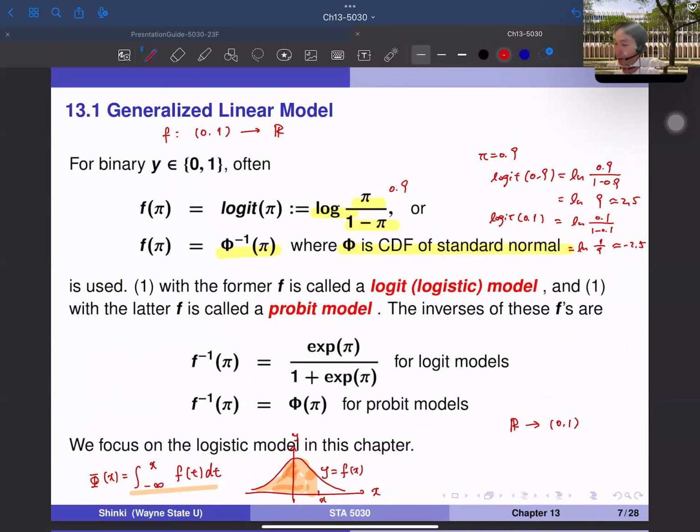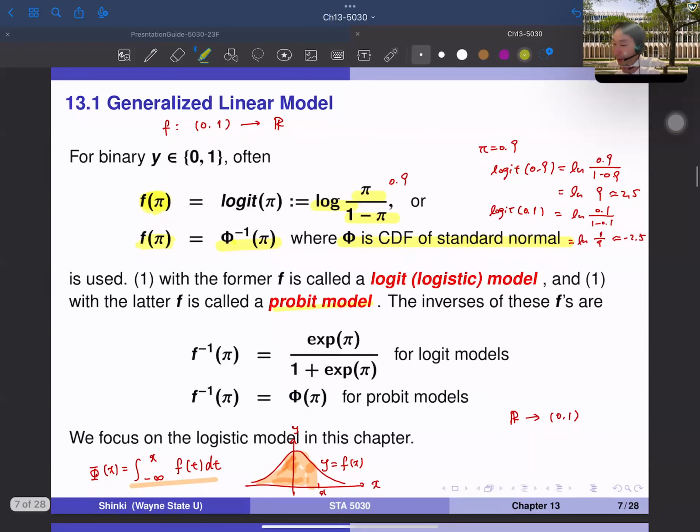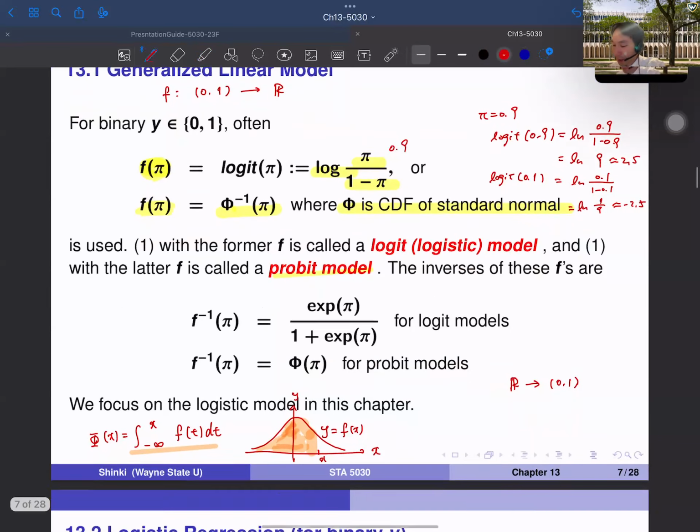And most of the time we use the first function, the logit function in this slide, and with the logit function, this regression model is called logistic regression model or logit model. And the second one, the inverse of normal CDF, is called the probit model. That is also commonly used.